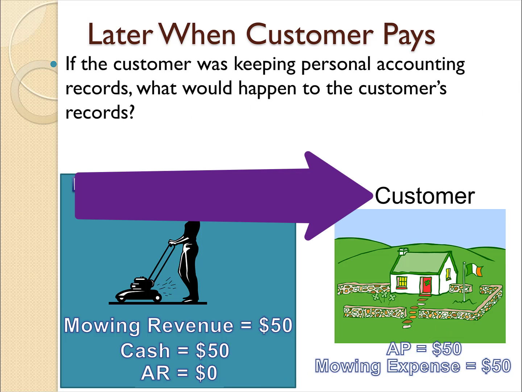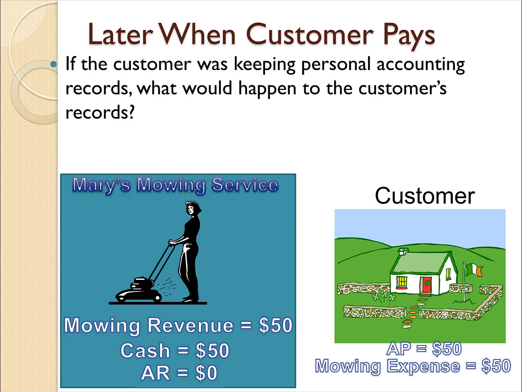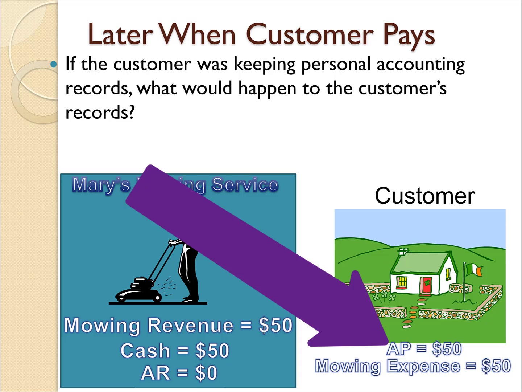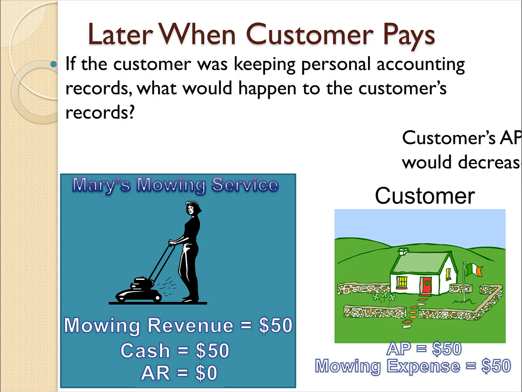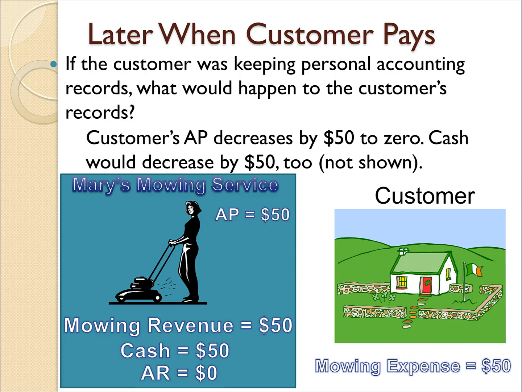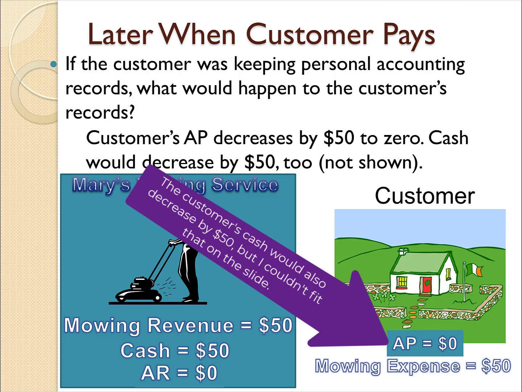If the customer is keeping personal accounting records, what would happen to the customer's records? Now remember, the customer had accounts payable of $50. So what would happen to the customer's accounts payable when they pay off the debt? The AP, accounts payable, would decrease by $50 to 0. And then cash would also decrease by $50 too. That's not shown on this slide.